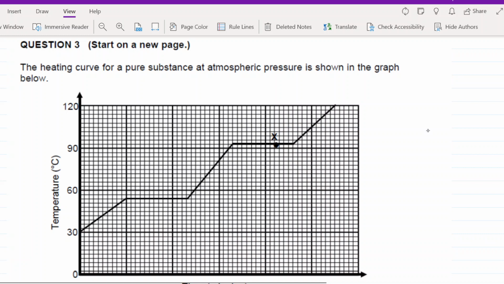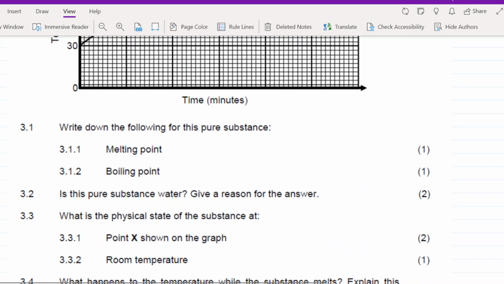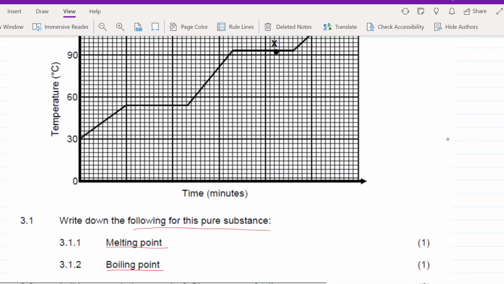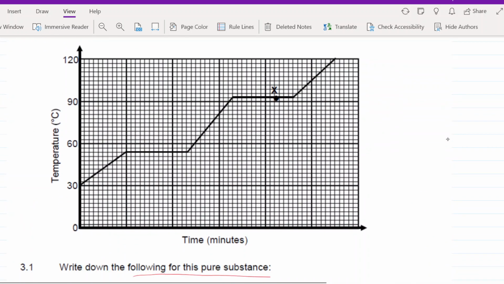The statement says the heating curve for a pure substance at atmospheric pressure is shown below. So this is the heating curve for a pure substance at atmospheric pressure. So these are the questions. Question 3.1 says write down the following for the pure substance. They want us to write the melting point of that substance and the boiling point of this substance. The melting point and the boiling point.